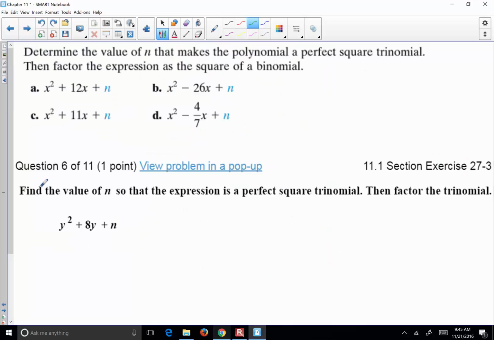Alright. Can you tell me, to make this a perfect square, what the number on the tail is supposed to be?